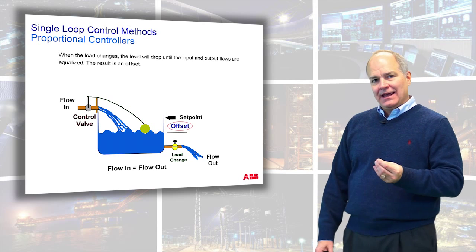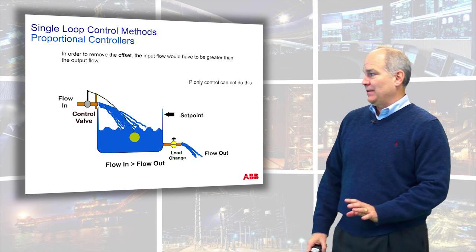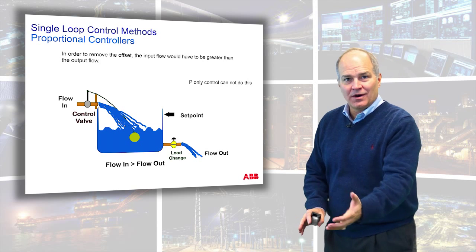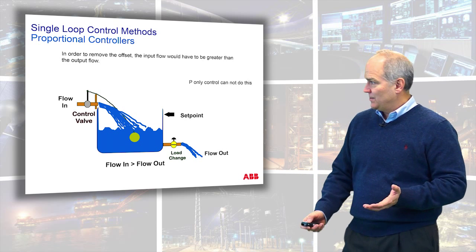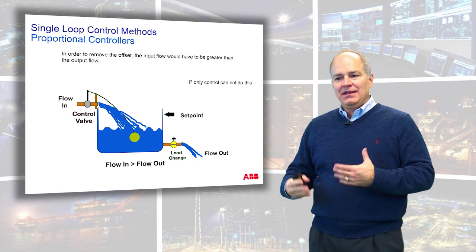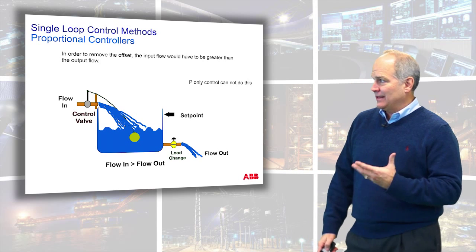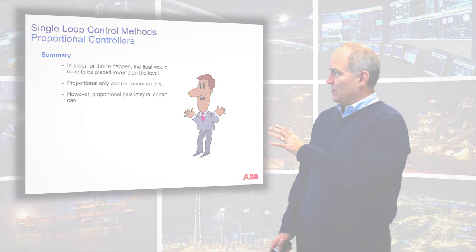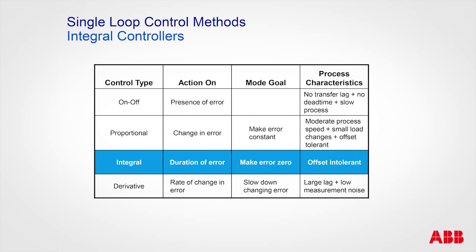So what would have to happen to make this work? Well, you'd have to take that ball and stick it further down in the water to open the valve further, so that you'd have more water going in than going out, and that would cause the level to come back up. And when you got it back up, you would be back at set point. That's beyond the capability of a proportional controller, so that's just not going to happen with P only. Proportional only will result in an offset. That's where the integral term comes in, and that's what we're going to talk about now.